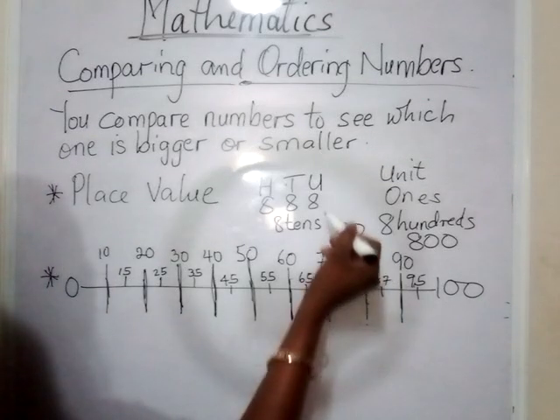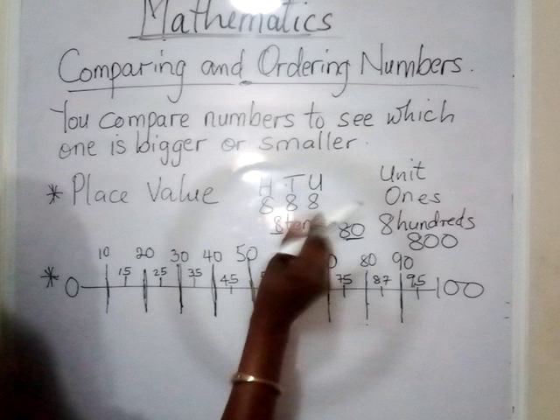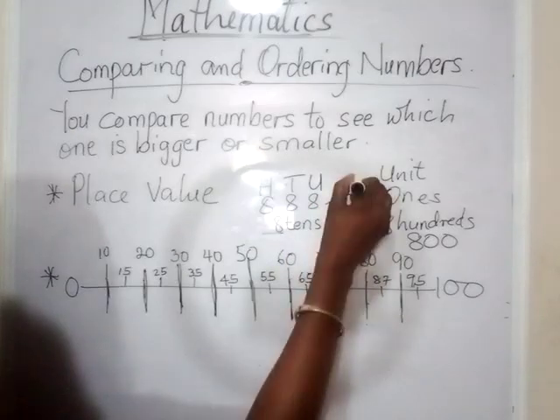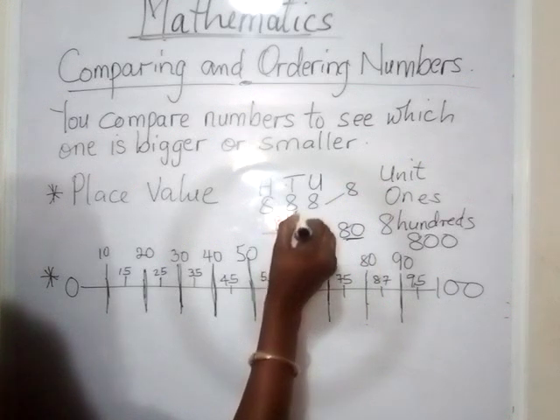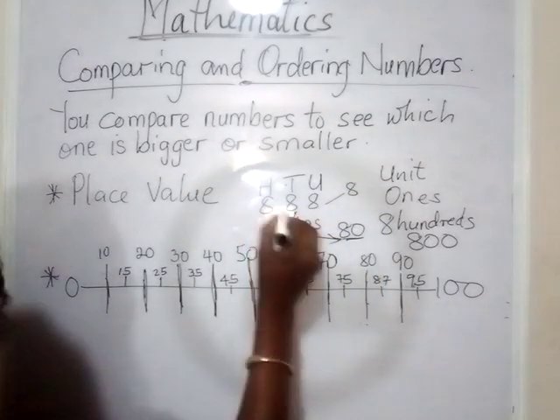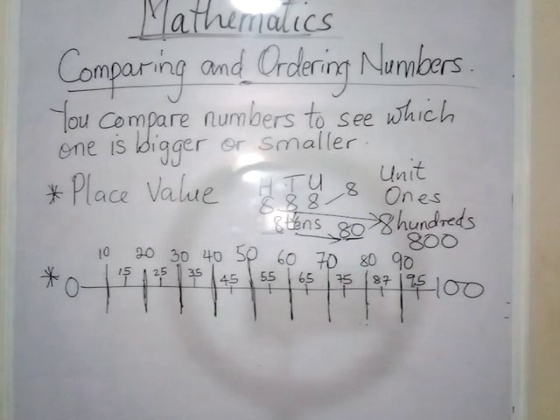So you see, 8 under units is simply 8. 8 under tens is 8 tens, which is 80. And 8 under hundreds is 800.